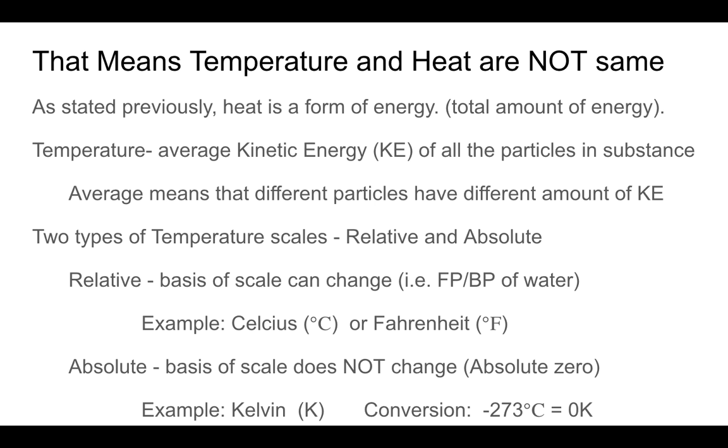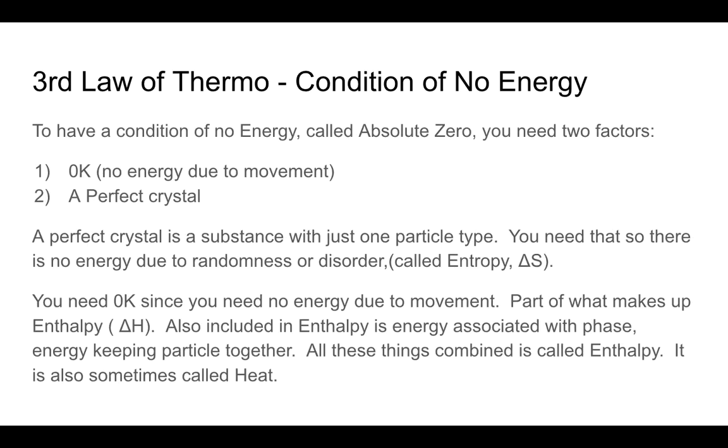An example is Kelvin. You can tell this because of the degree sign. A degree sign indicates it's a relative temperature scale. Absolute temperature scales do not have a degree sign. I give you the conversion of Celsius to Kelvin. That's the first one.